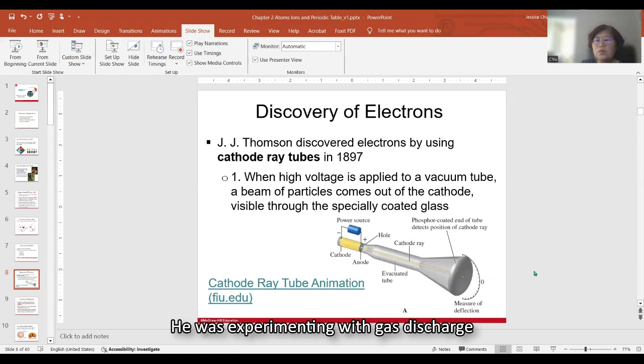He was experimenting with gas discharge tubes when he noticed a movement in the tube. He called the movement cathode rays. The rays moved from the negative end of the tube to the positive end. When he held a negative metal plate near the cathode ray, the ray was deflected away. No matter which gas he put into the tube, he always made the same observations. He realized that the rays were made of negatively charged particles, which he called electrons. He discovered electrons.